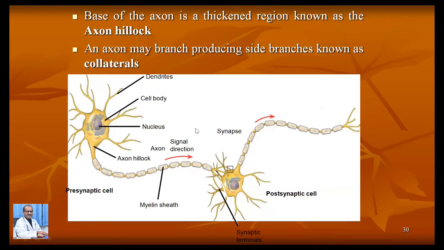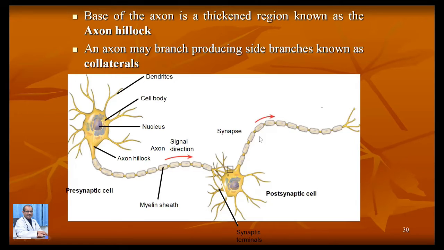So once again, here you can very easily find the dendrites and the cell body. This one is the cell body, this one is the nucleus, and this is the axon hillock. Of course, this is the myelin sheath, and this is the synapse. In between two neurons, one and another is connected with the dendritic spines, and this is the synapse.